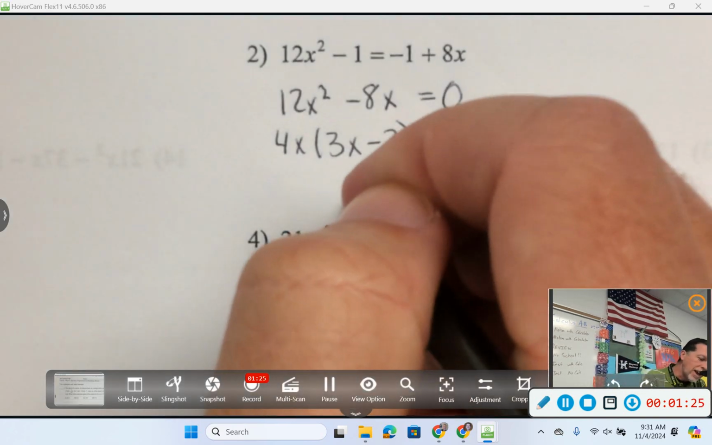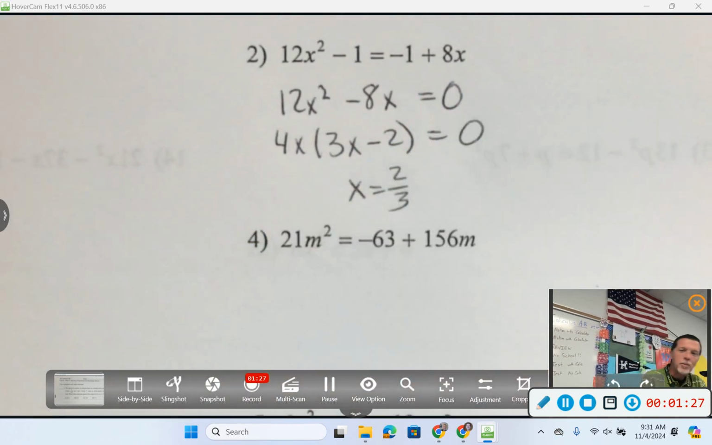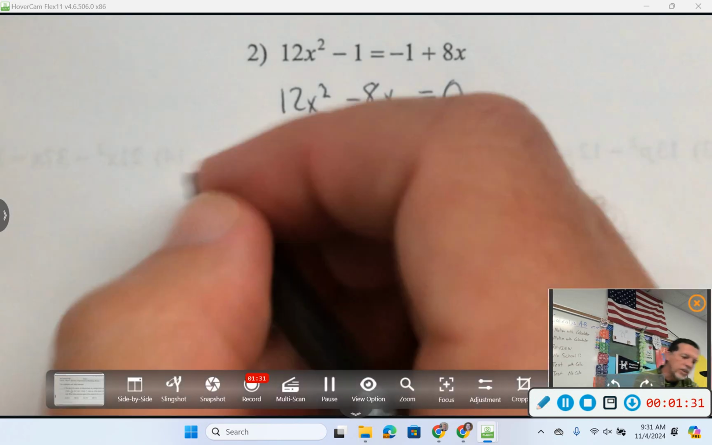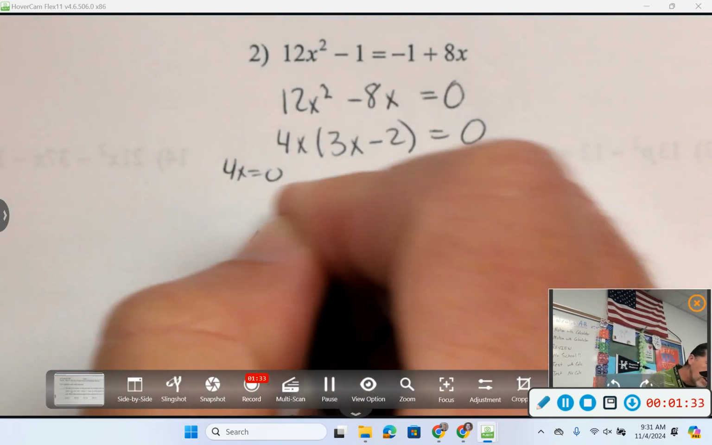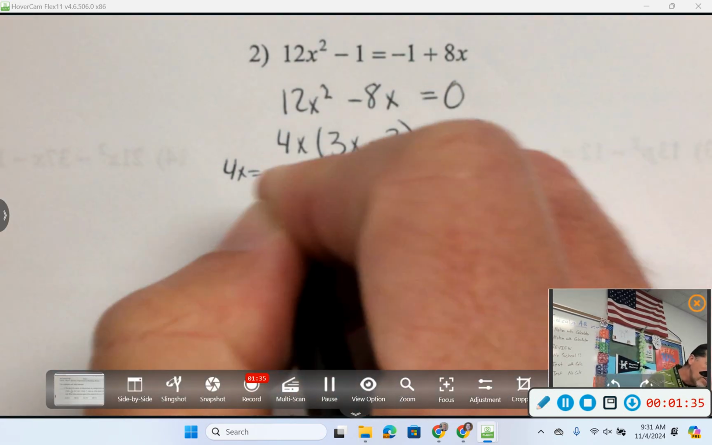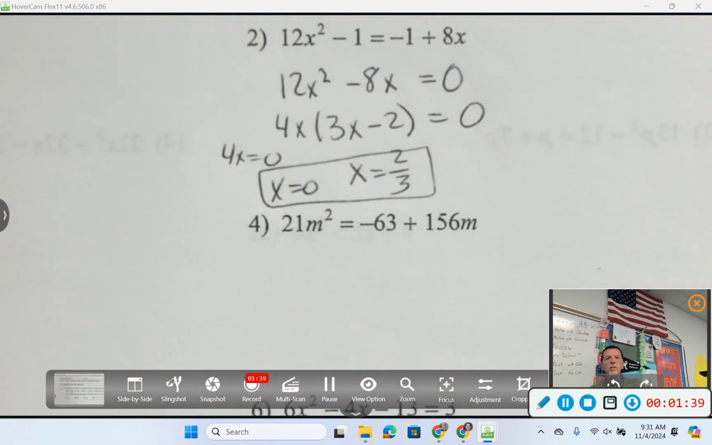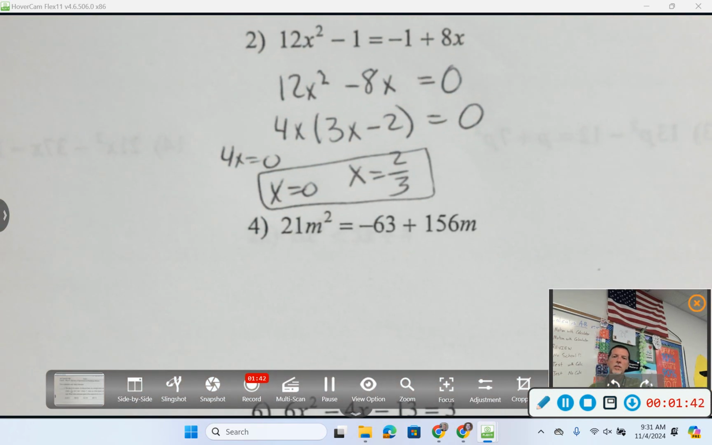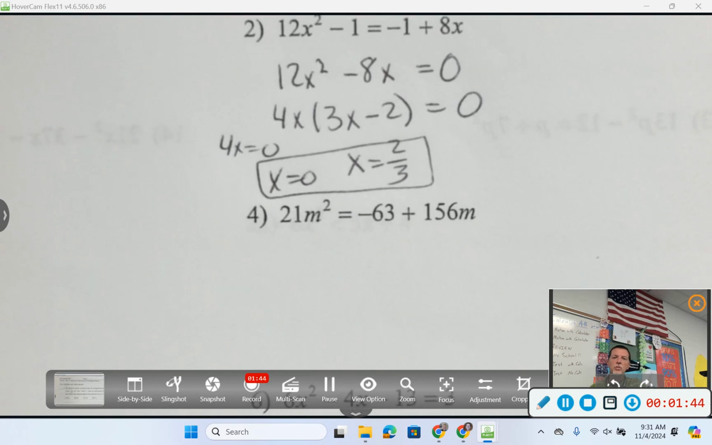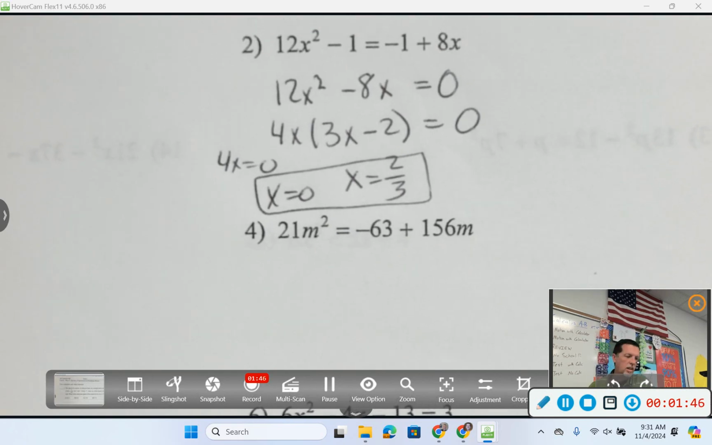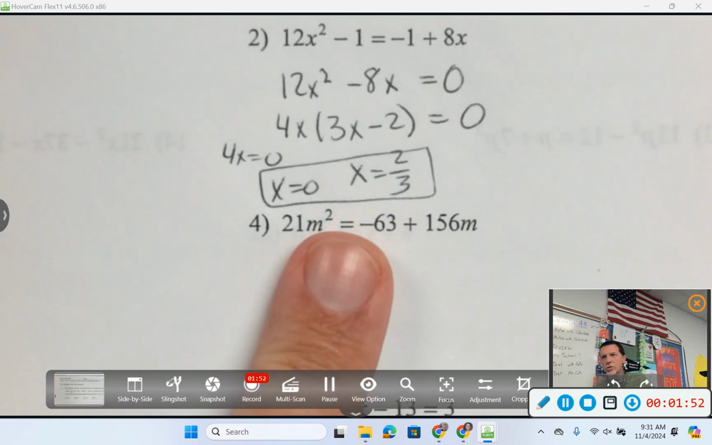Most people will get the x equals 2/3, and a lot of people will leave it at that and be done. But you got to set both factors equal to 0. So x equals 0 and x equals 2/3. Make sure you get both solutions. You could quadratic formula that. I don't know why you would, but you could, and you'd eventually land with those two answers.